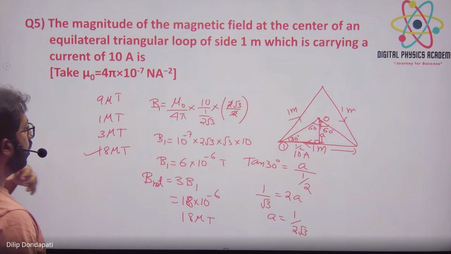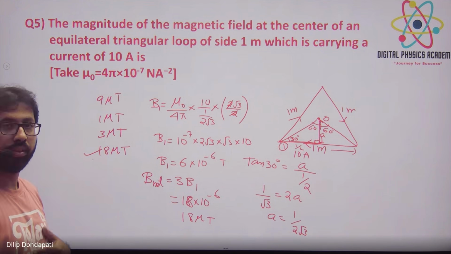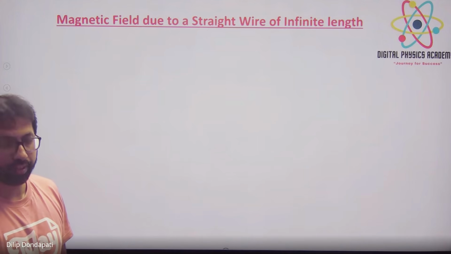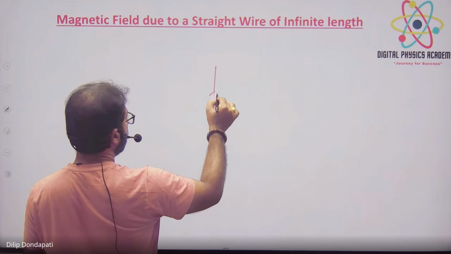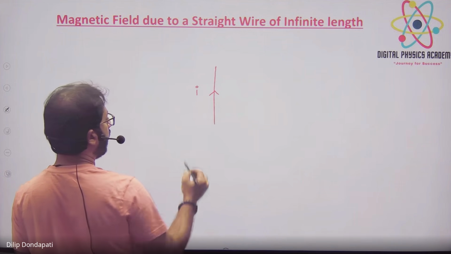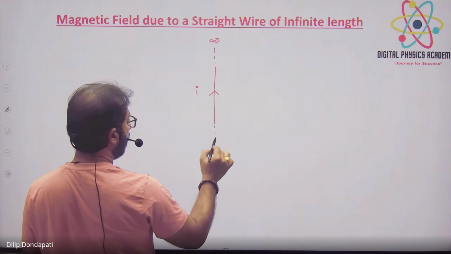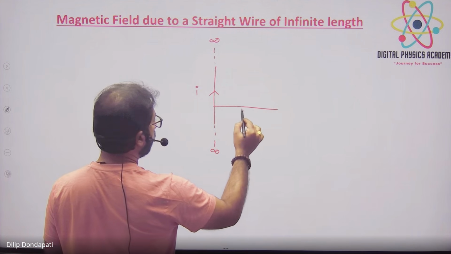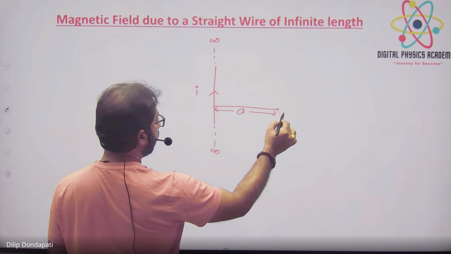Okay, now till now we learned about the finite current carrying wire. Now we'll go for an infinite length current carrying wire. Infinite current carrying wire. This is a finite current carrying wire, right? Now infinite means it goes to infinity on this side and the other side too. At distance A from here, I want to find the magnetic field at this point P.